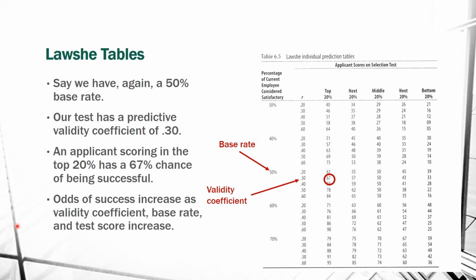Now the odds of success in the Lawshe tables are going to get better as our validity coefficient increases. Note how all the numbers get bigger as we go farther down. As our base rate gets bigger, all the numbers in each section get bigger. And as test scores get better, our odds of success increase. So down here, if most employees are pretty good, we've got a test with fantastic predictive validity, and we've got a top scoring applicant, that person is very, very likely to be successful. So it's not just the validity coefficient that makes the difference here. We've got to take into account the base rate as well.